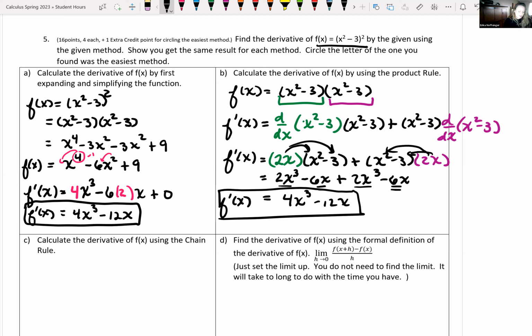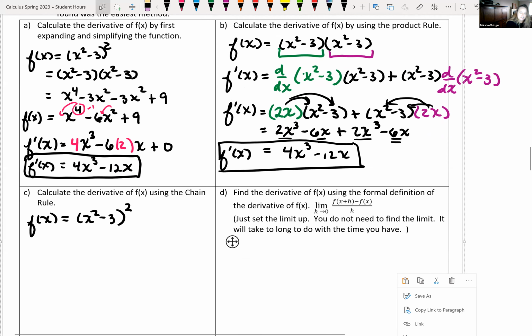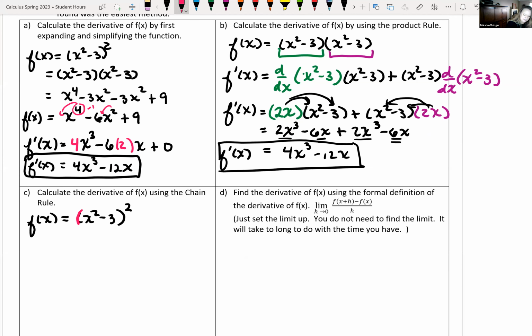Actually, don't listen to me. So one more time, taking this derivative another way, using the chain rule. We have, again, (x squared minus 3) quantity squared. So using the chain rule, the outer function we're treating as this quantity squared.